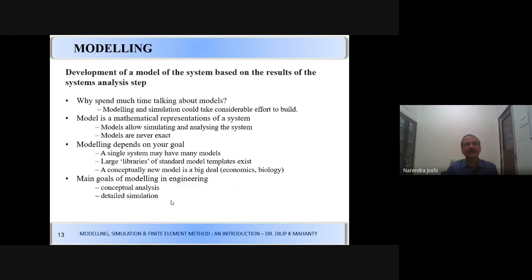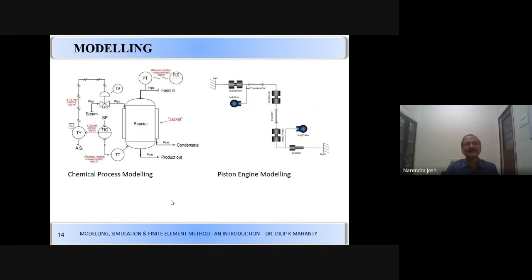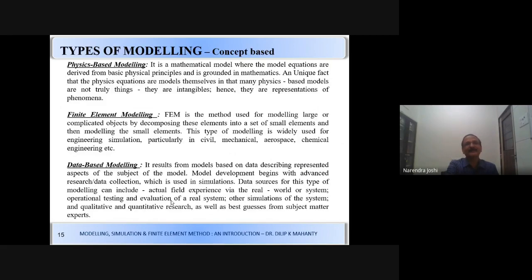We need detailed simulation, for which we need a model in the engineering arena, and then we start giving all the details. Now, examples of modeling: simple process, chemical process modeling, piston engine modeling. Please remember, it is not going to show the details, but it gives a representation of how each of these component parts is acting in the system. So system modeling is simple.